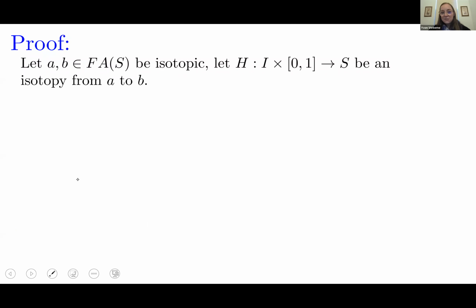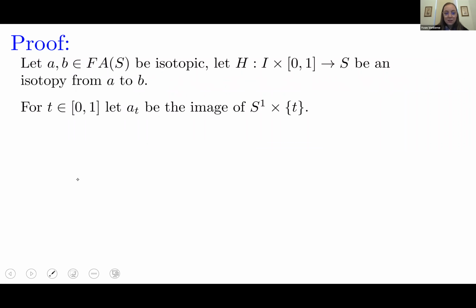So the proof is as follows. We have two arcs in the fine arc graph and they're going to be isotopic. So let H be the isotopy from A to B. For any time t, we're going to let A sub t be the image of this interval cross t. Sorry, there's a small mistake here. This should be an interval, not a closed loop.